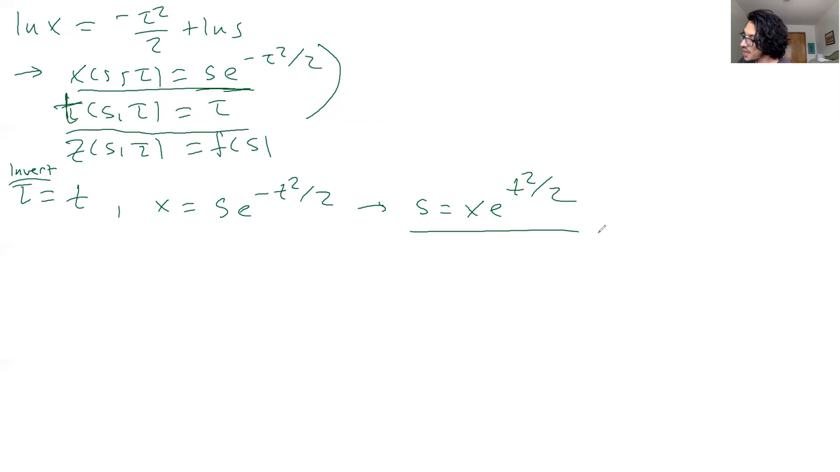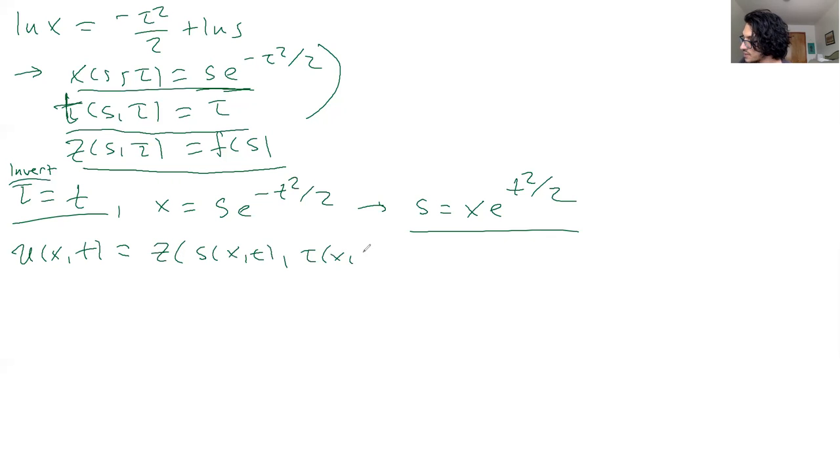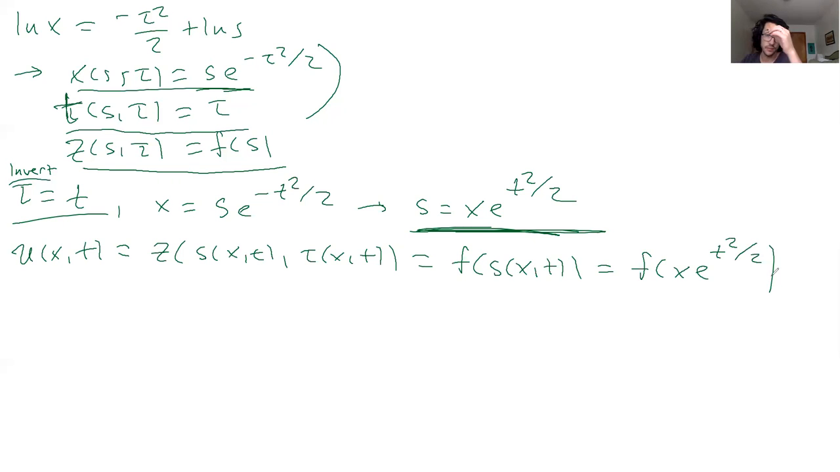So that's s in terms of x and t, and this is tau in terms of x and t. But what needs to go in here is just s. So u of x, t at the end of the day is z of s of x, t and tau of x, t, but it doesn't really even involve tau. So I have f of s of x, t, which I have an expression for up here. So I get f of x e to the t squared over 2. Okay, so that's my solution.